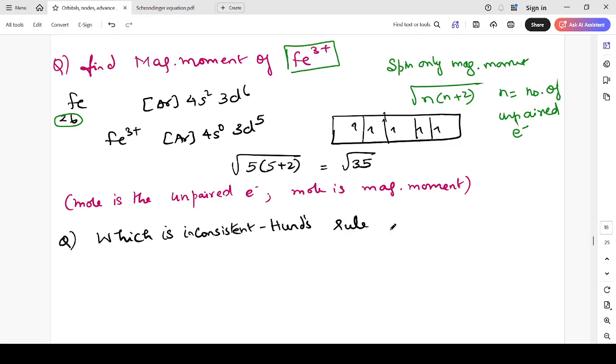Hello? Which block? I can't hear you, Nitish. Which block? D block, ma'am. D block, that's right. It's a d block element.